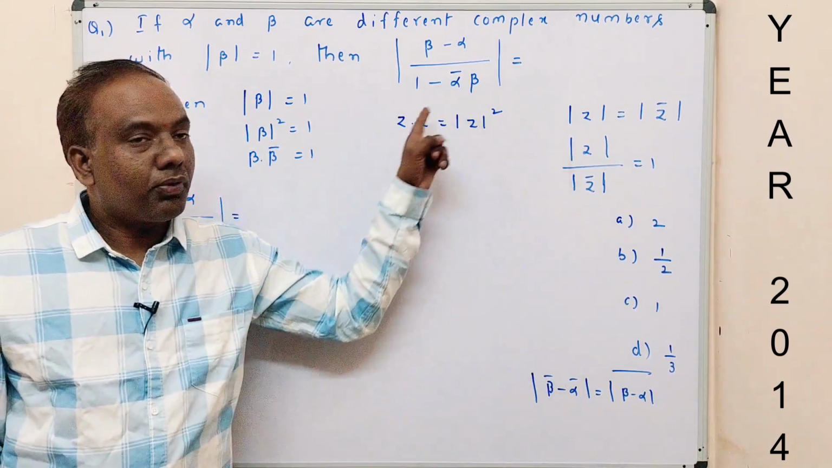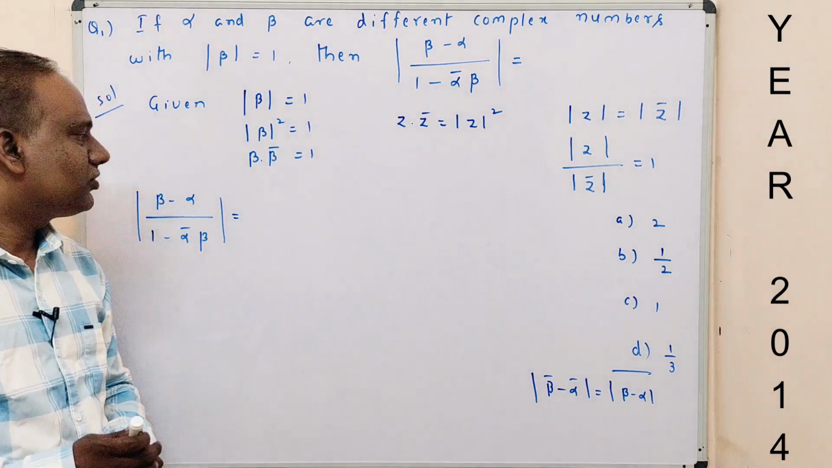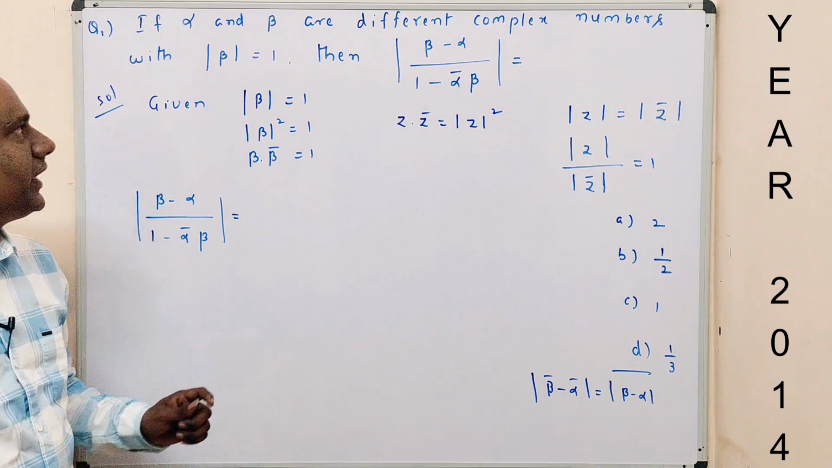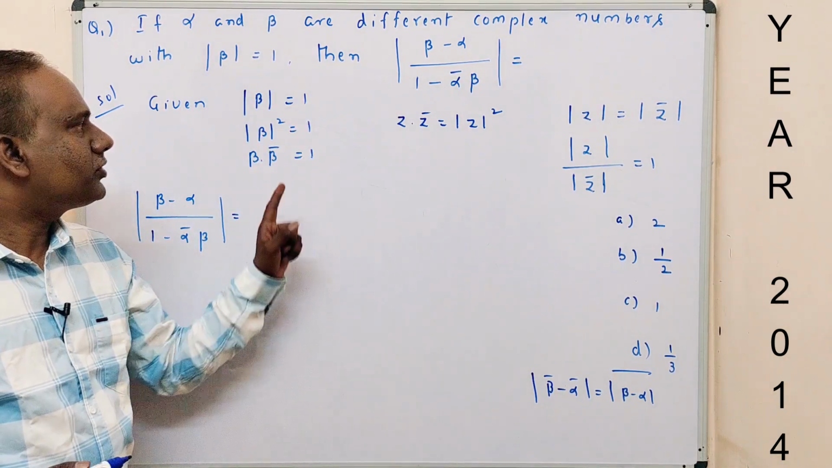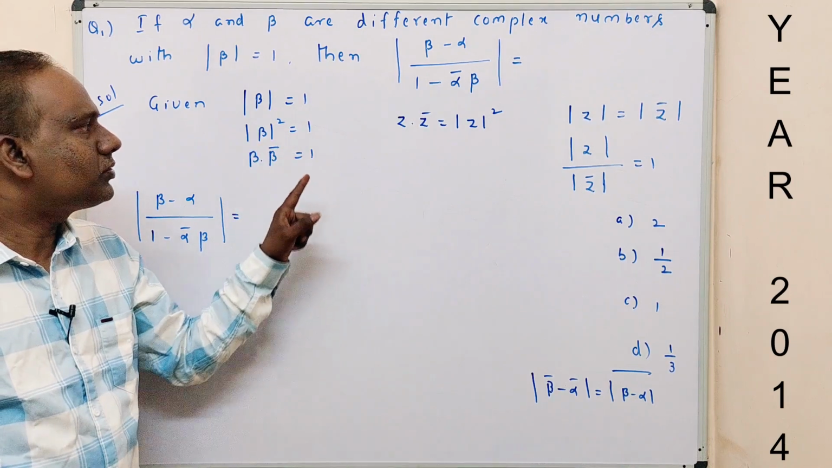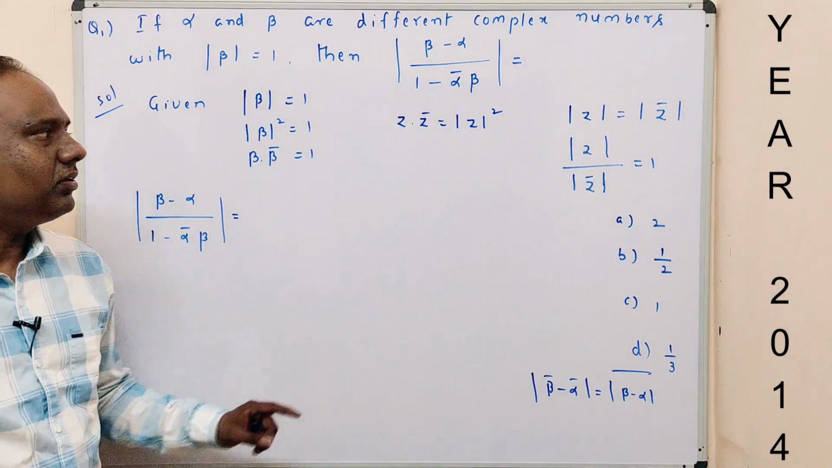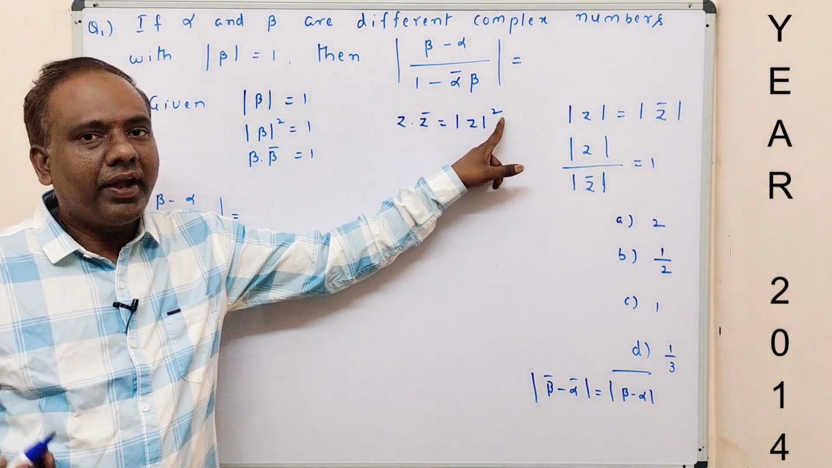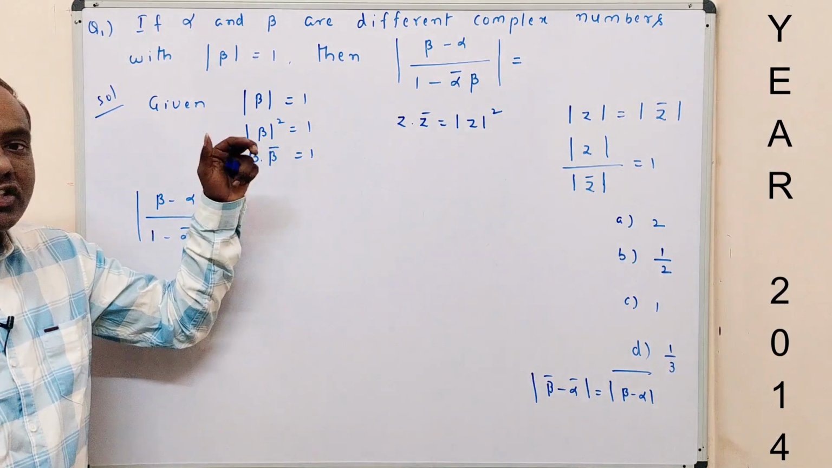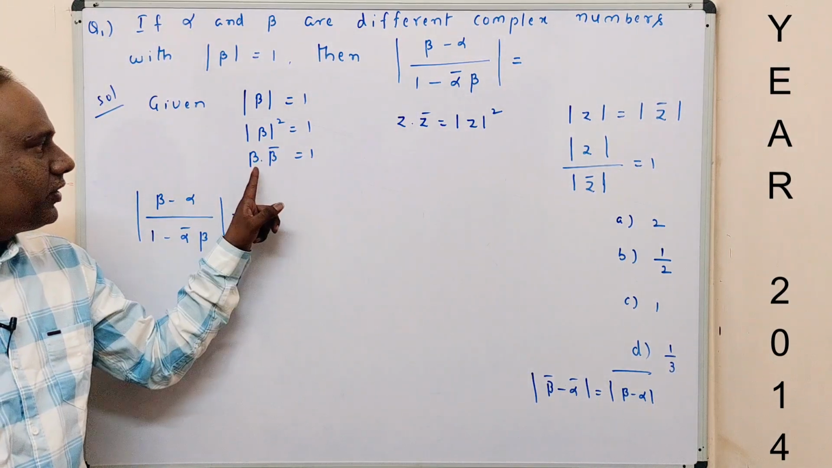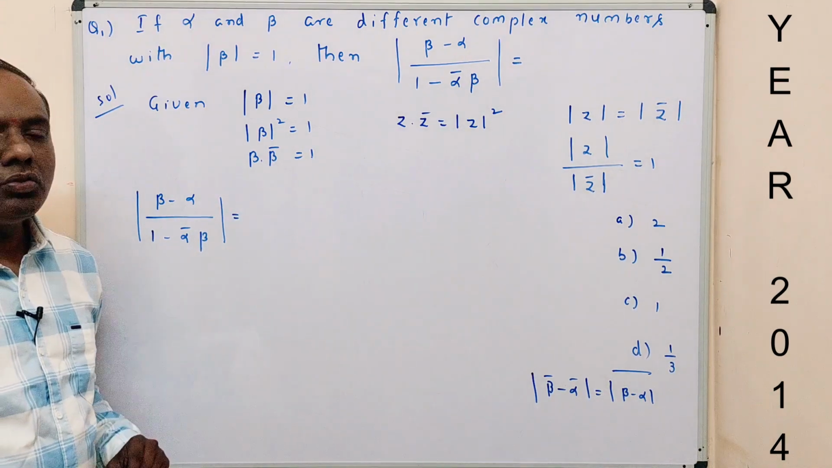If you know this property, then this problem is very easy. Please observe here. The question gives modulus of beta is equal to 1. Now, squaring on both sides, modulus of beta whole square is equal to 1 square, which is 1. And modulus of z whole square can be written as z into z bar. Like that, modulus of beta whole square can be written as beta into beta bar, so it is equal to 1.